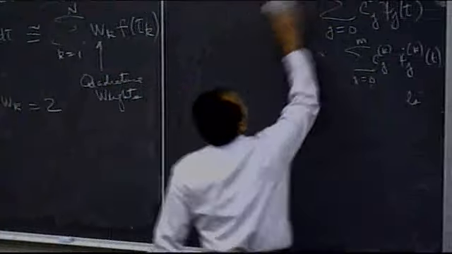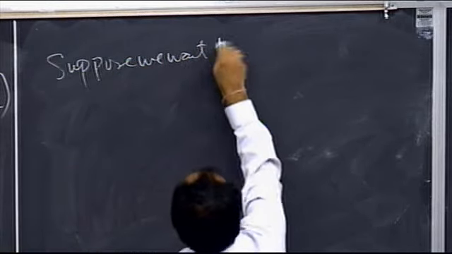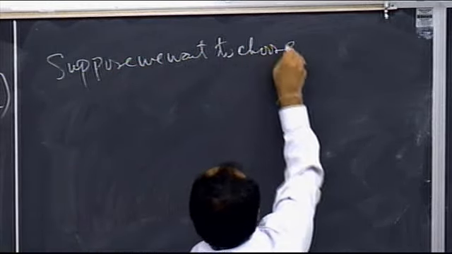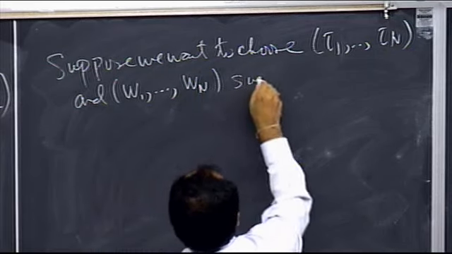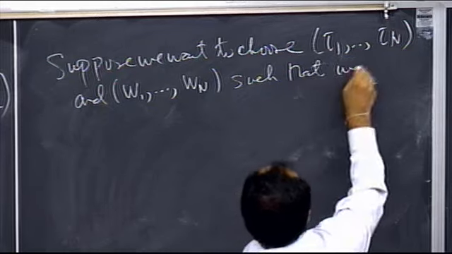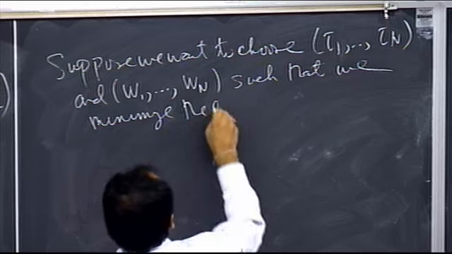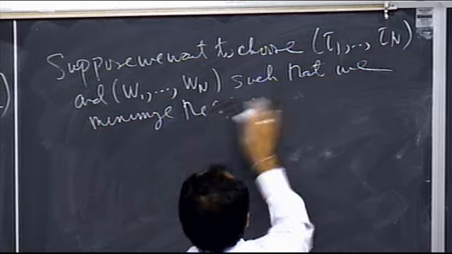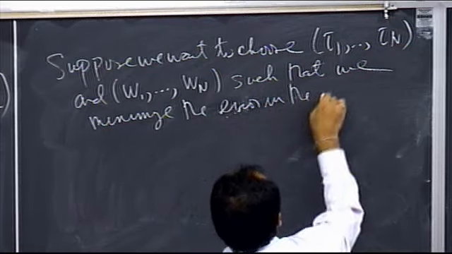Which is to suppose we want to choose tau 1 up to tau n, and W1 up to Wn such that we minimize the error in the quadrature approximation.